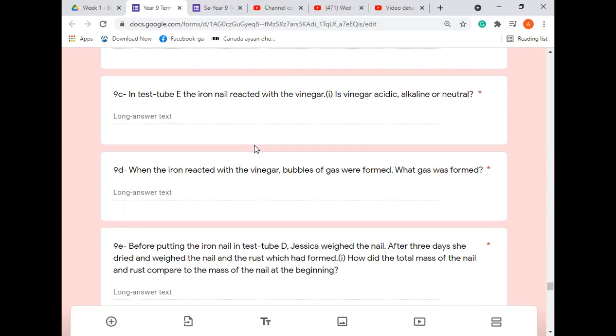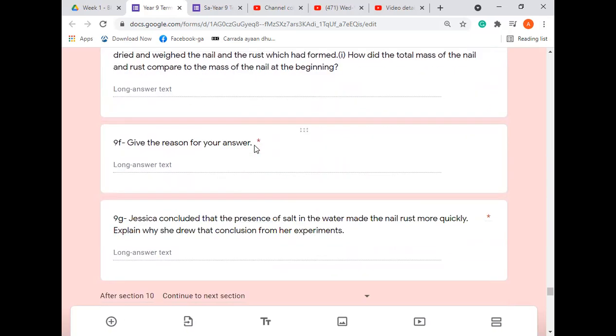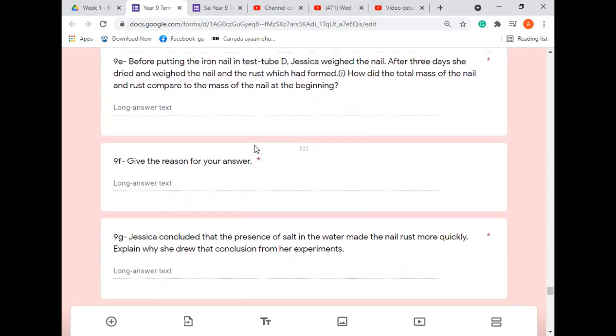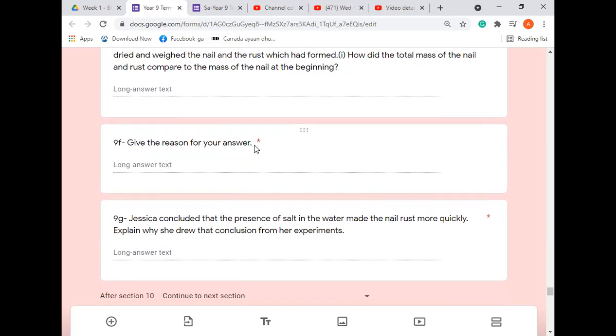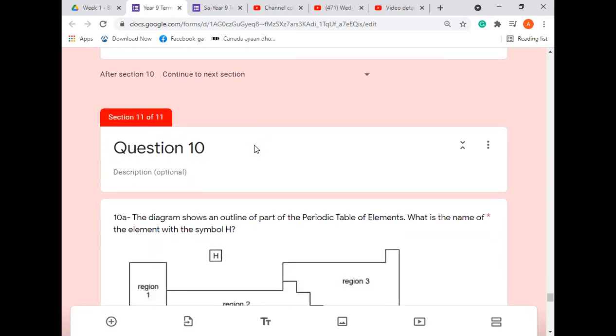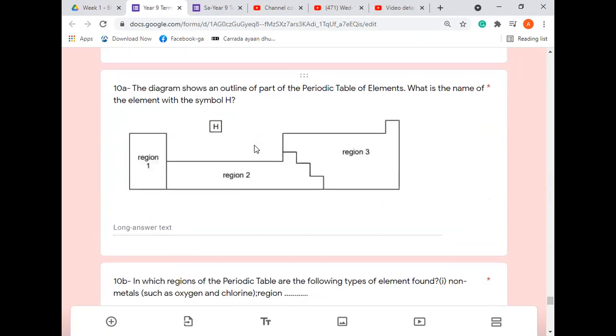When the iron reacted with the vinegar, bubbles of gas were forming. What gas was forming? Give a reason for your answer. Before putting the iron nail into tube D, Jessica weighed the nail. After 3 days, she dried and weighed the nail and the rust which had formed. How did the total mass of the nail and rust compare to the mass of the nail at the beginning? Was there a difference?